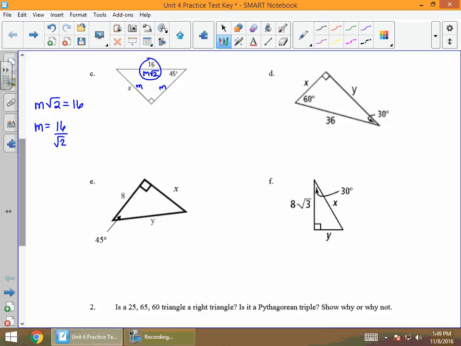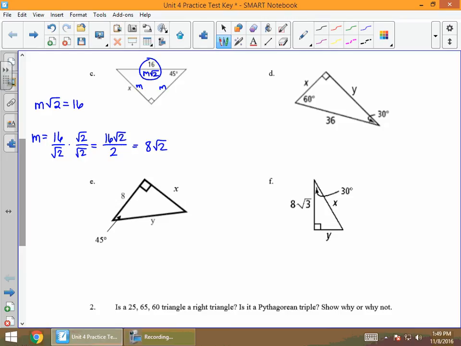And I'm not allowed to divide by a radical, so I have to multiply by something equal to 1. I will choose radical 2 over radical 2. So 16 times radical 2 is 16 radical 2. Radical 2 times radical 2 is 2. And 16 divided by 2 is 8. So 8 radical 2. That's what m is equal to. So let me move all this stuff down. It's a lot of work.